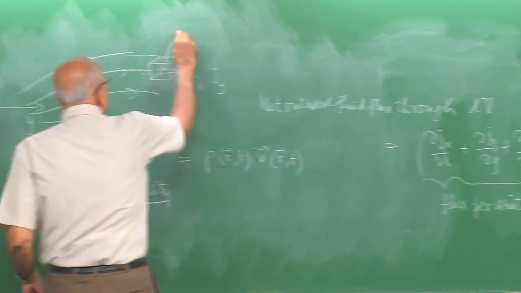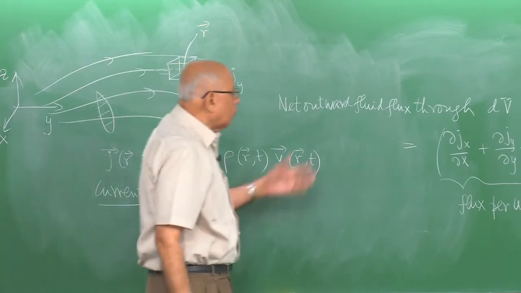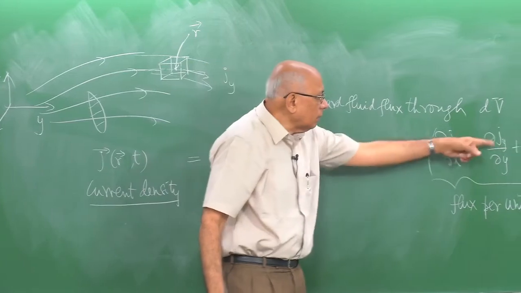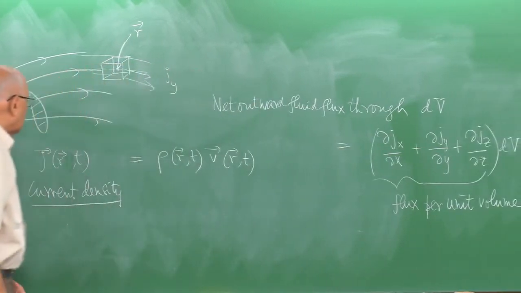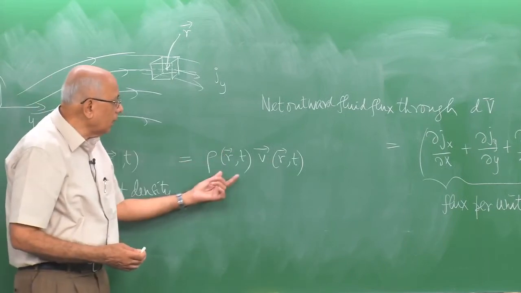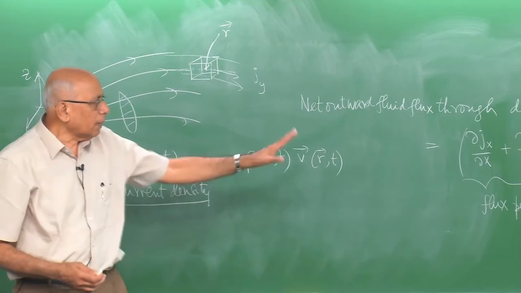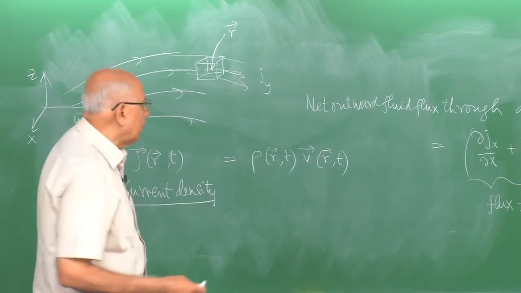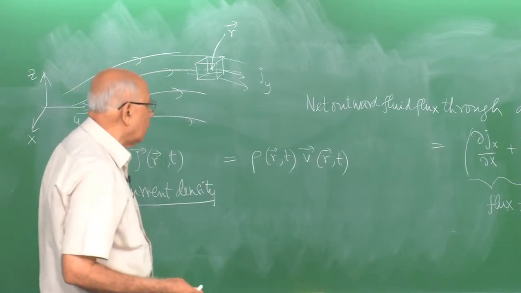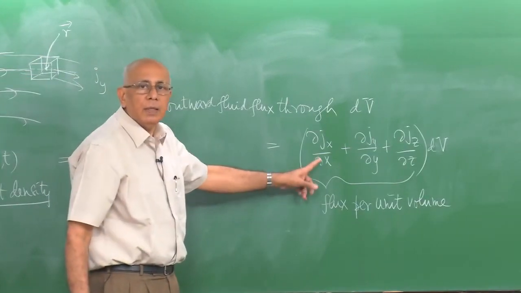So, at any point in the fluid at the point r, you have to find these derivatives, and remember these derivatives would occur because each component of this is a function of r and t. They would involve derivatives of rho and v in general, but that is the quantity that appears in the flux per unit volume. This quantity has got a name, this thing here.